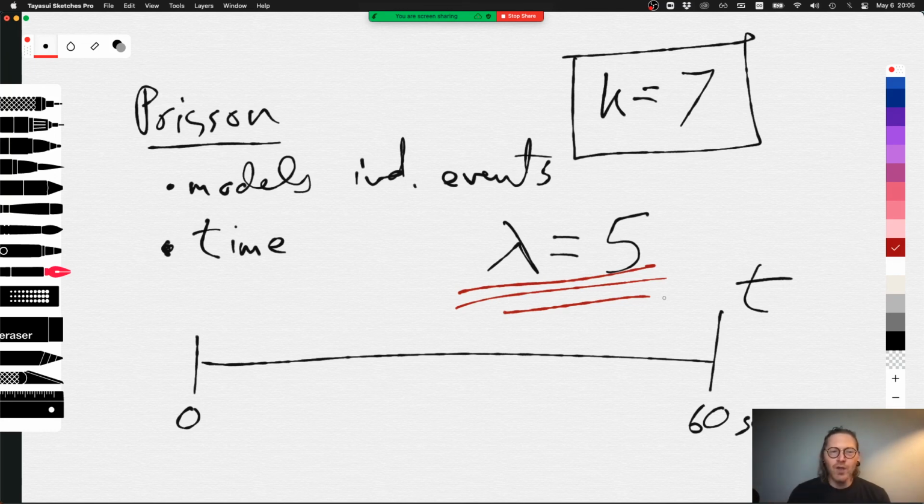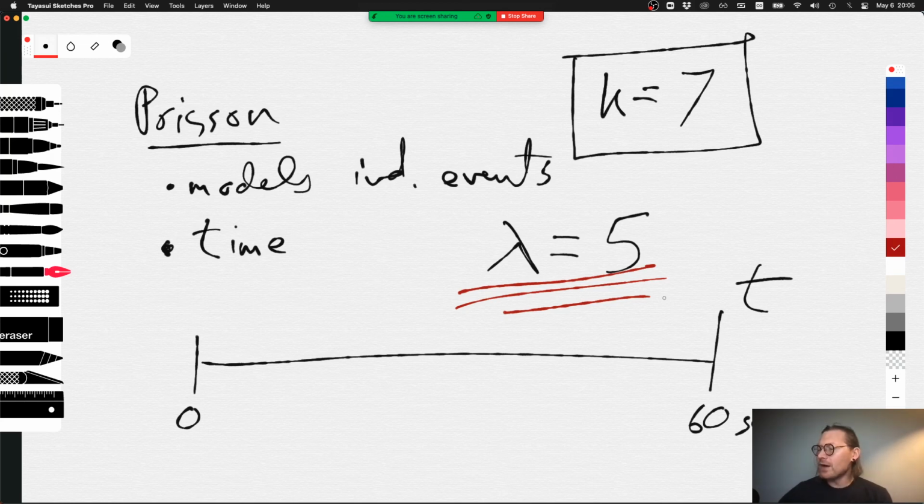We need to know that the events are independent. Two events are not going to occur at the same exact instant, although that's a bit of a moot point given time is continuous and we can't superimpose two items in the same exact moment. That doesn't actually make too much sense, but it's sort of a rule.